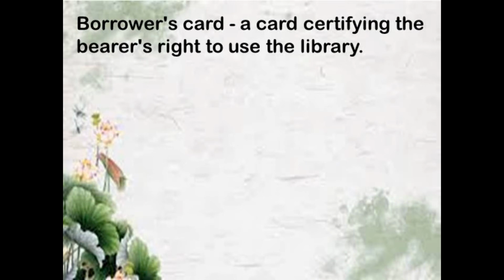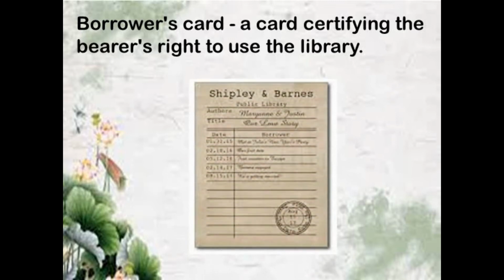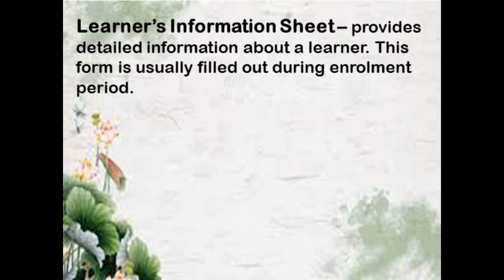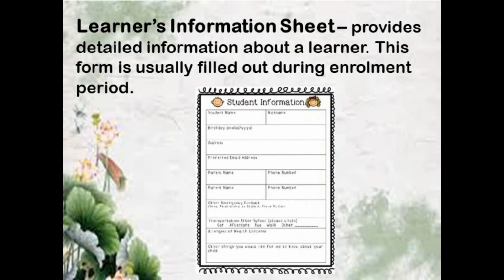Borrower's card. A card certifying the bearer's right to use the library. This is an example of borrower's card. Next, learner's information sheet provides detailed information about a learner. This form is usually filled out during enrollment. This is a sample of student information sheet.